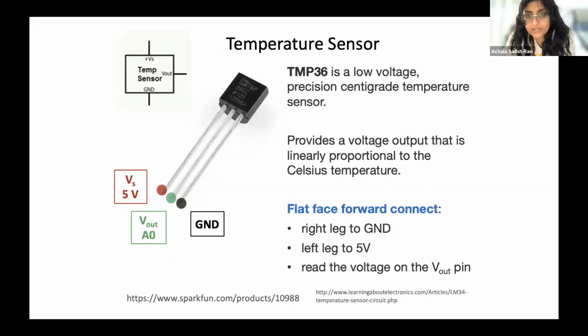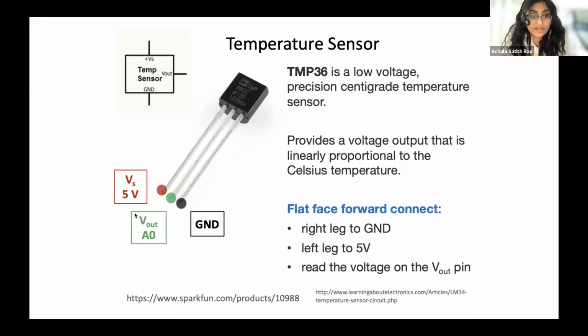So the next sensor that we're going to talk about is the TMP36. It's basically a low voltage precision temperature sensor that measures in centigrade or Celsius. So the default values that are coming out of this are measured in Celsius. And if we as US folk want to convert to Fahrenheit, we need to have a conversion in our code. So there's a couple things to note about this. This has a curved face on one side and a flat face on the other.